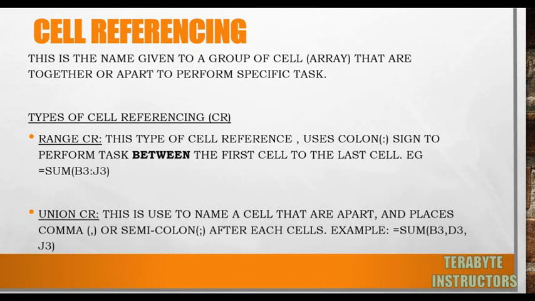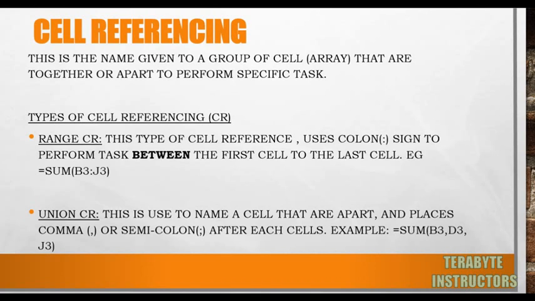Now the next thing is cell referencing. This is the name given to a group of cells that are together or apart to perform specific tasks. We have two types of cell referencing. The first one is called range cell reference, while the second one is called union cell reference. The range cell reference makes use of a colon, meaning that you are adding within a range, A1 plus A2 plus A3 plus A4. Instead of putting the plus sign, you can make use of the colon. For example, equals SUM B3 colon J3.